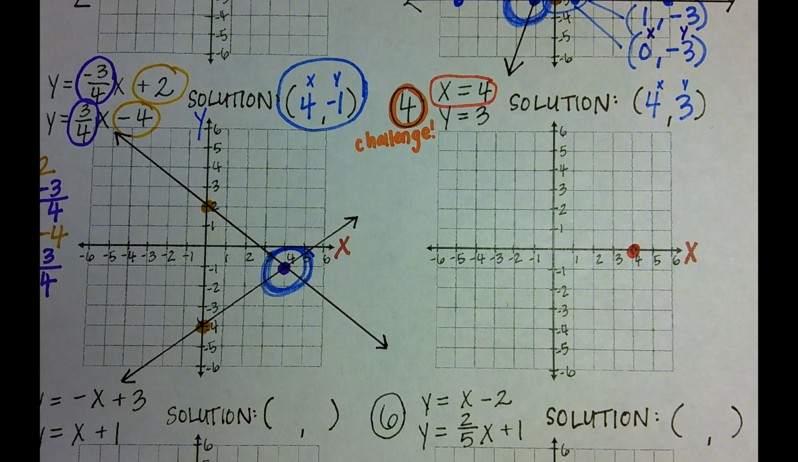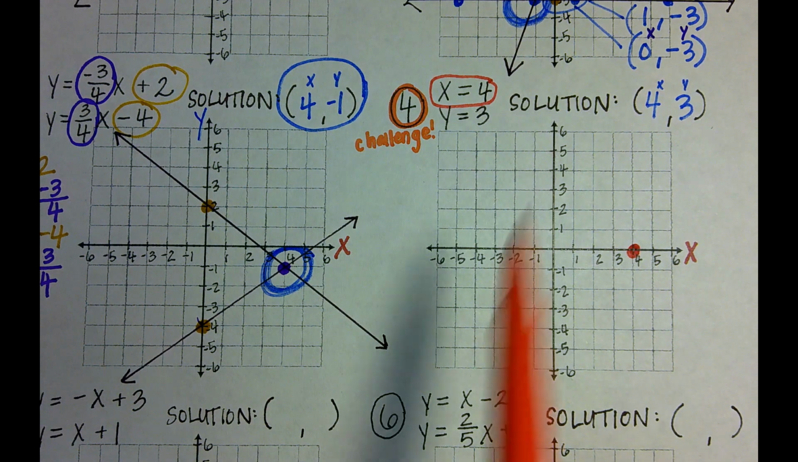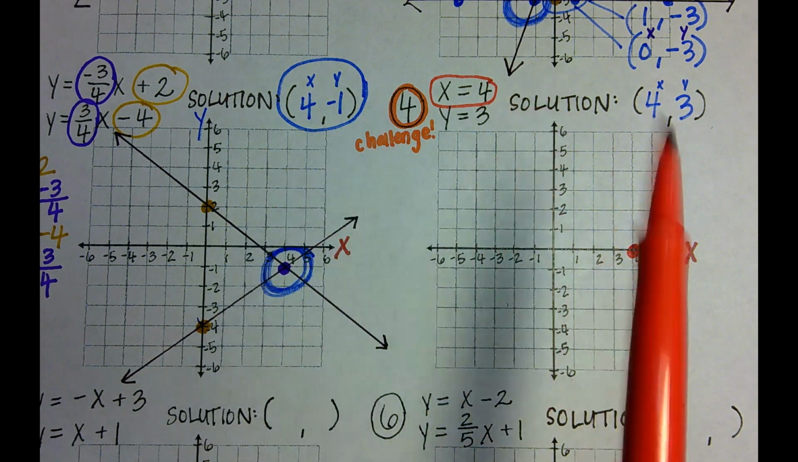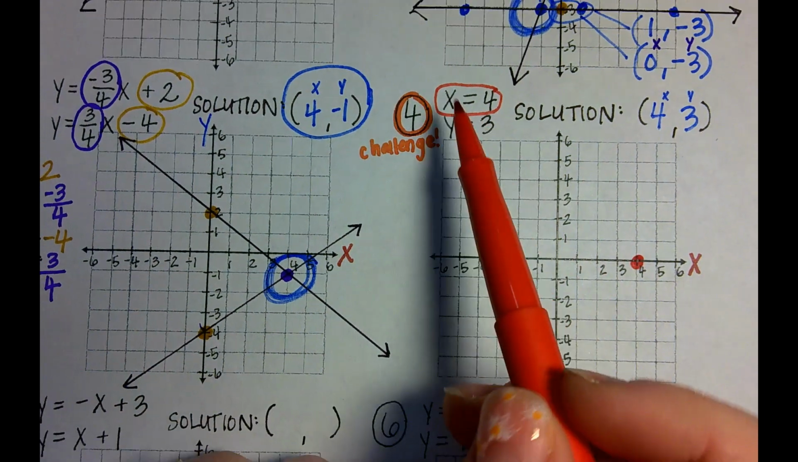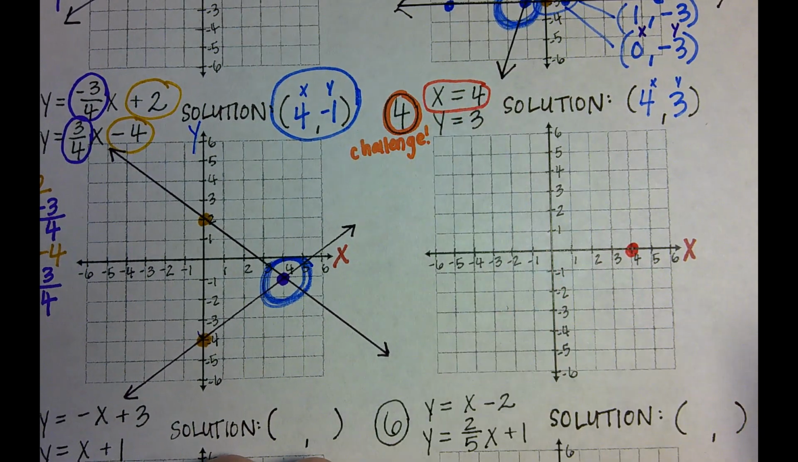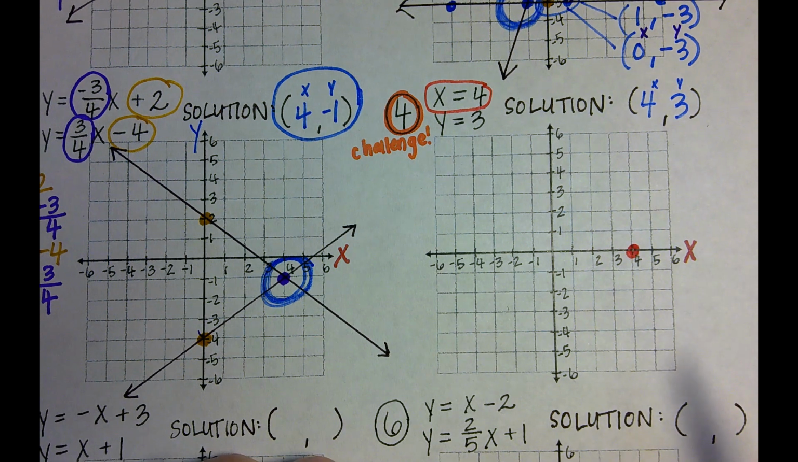And just like in number 2, whenever you have an equation that's just y equals something or x equals something, what does this mean about all the other points? When x equals 4, what are my points going to be looking like?